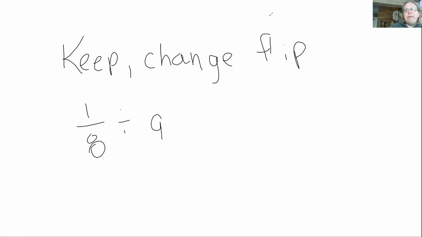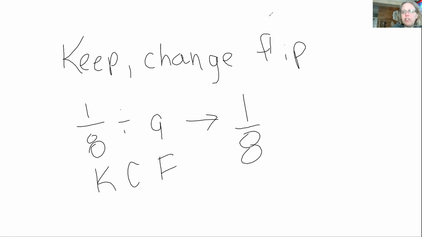So keep, change, flip refers to what you're going to do to each part of the fraction problem. So keep, you're always going to keep the first number the way it is. You're going to change the division sign to a multiplication sign, and then you're going to flip over the last number. So in this case, what that looks like is keep 1/8. I'm going to change the division sign to a multiplication sign, and I'm going to flip over the 9.